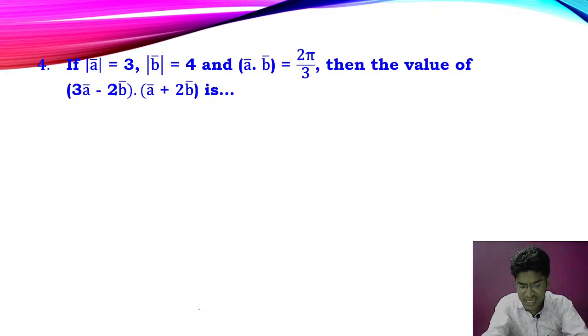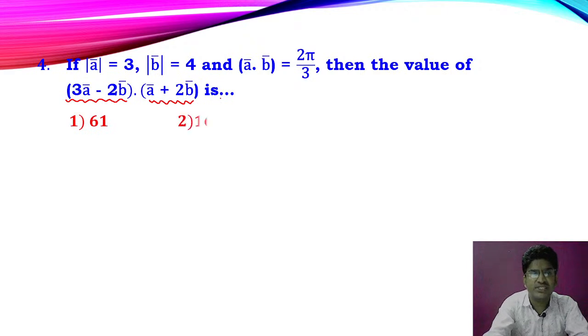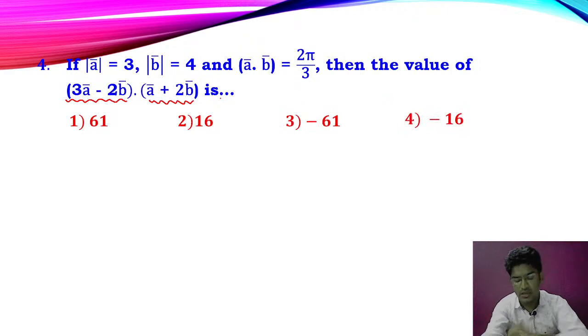Here mod of vector A is 3, mod of vector B is 4, and the angle between A and B is 2 pi divided by 3. Then the value of 3 times vector A - 2 times vector B dot vector A + 2 times vector B is what they are asking. So first one is 61, second one is 16, third one is minus 61, and fourth one is minus 16.